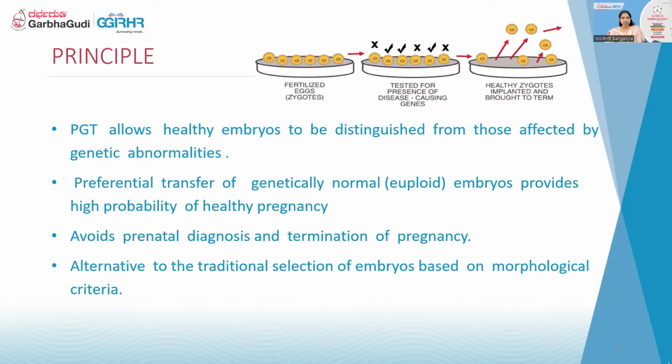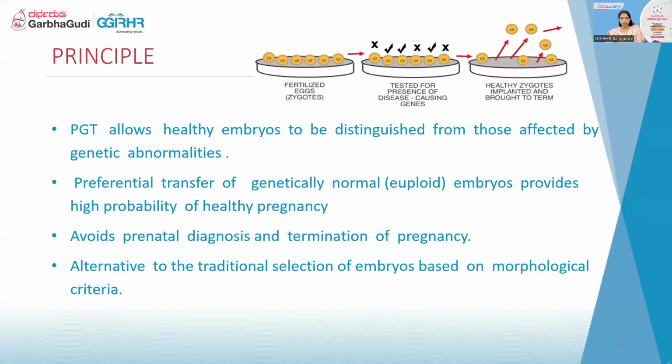Going on to the principle of PGT: how does it work? PGT allows healthy embryos to be distinguished from affected ones. We need to know, at the embryonic stage, which is the healthy one and which is the affected one, so that we can differentiate them and give a healthy pregnancy. This is the core principle of PGT. We prefer transfer of genetically normal, euploid embryos. How do we know an embryo is euploid? When we perform PGT. A normal euploid embryo provides a high probability of a healthy pregnancy.